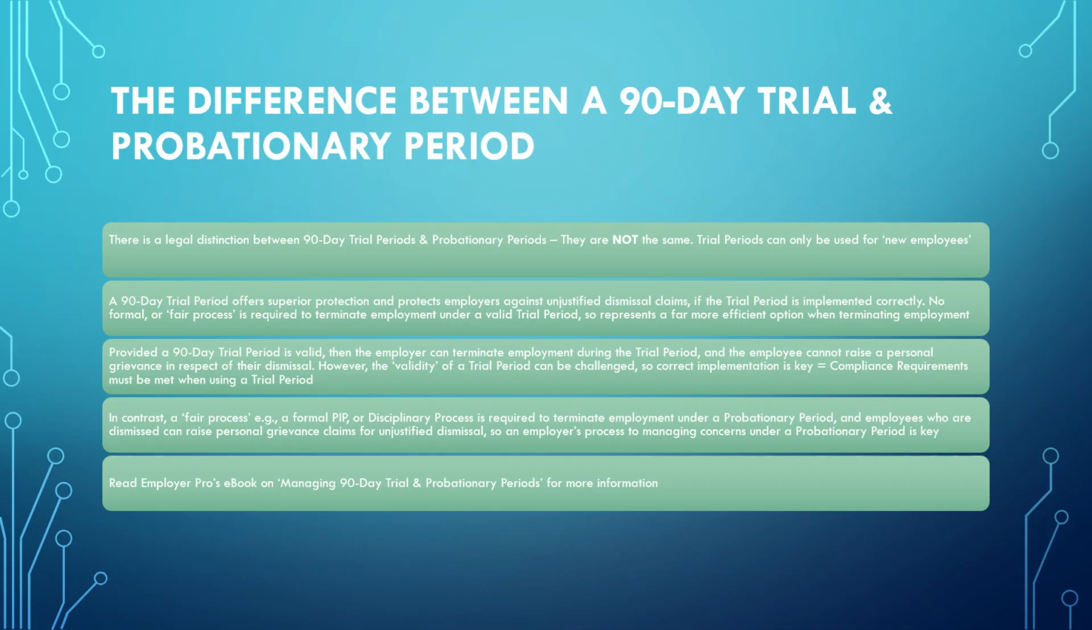Where this applies and the trial period is valid, the employer is not required to follow any formal or fair process when terminating employment under a valid 90-day trial period, so it represents a far more effective option when terminating employment. Provided a 90-day trial period is valid, then the employer can terminate employment during the trial period, and the employee is precluded from raising a claim or challenge by way of unjustified dismissal. They cannot challenge their dismissal is the short point.